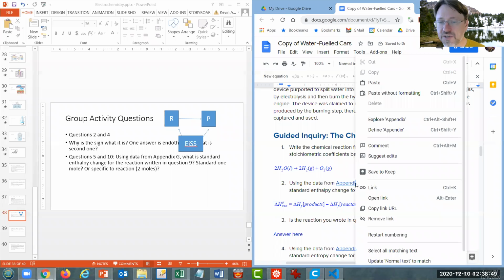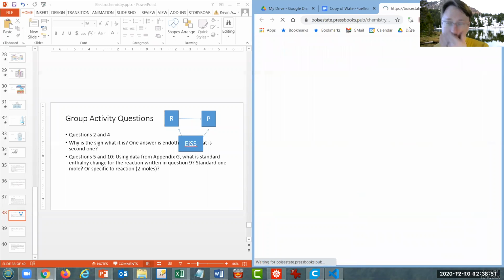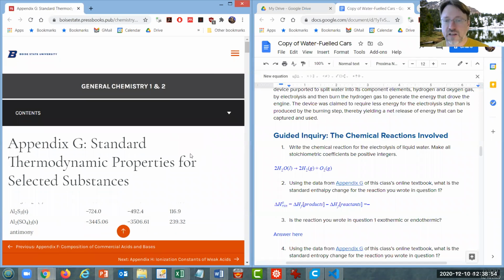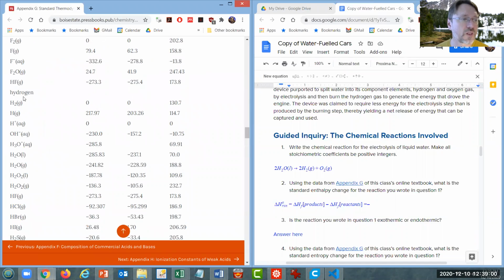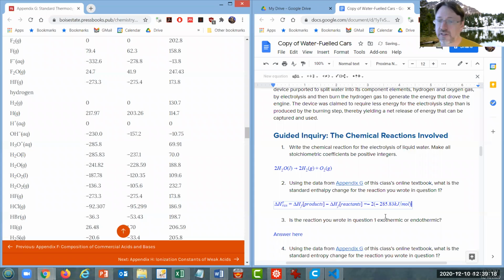So I give you a link to this. Let's open the link, I'll bring it over here. We need water liquid. So we scroll down to H2O liquid. And so the first column was delta H of formation. So we have negative 2, because there are 2 moles of H2O liquid on that side, times negative 285.83 kilojoules per mole. That's it. You now multiply that through, and you get a positive 500 something. That's all this question is asking for.